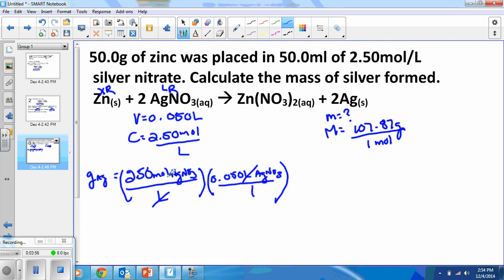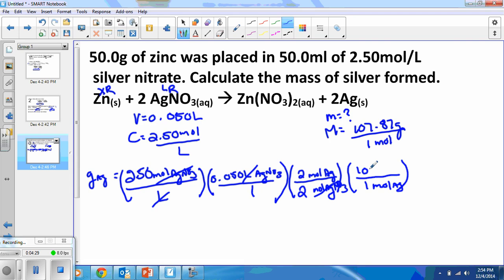Now I have to cancel out moles of AgNO3 to convert to moles of silver. So this step is where we use our mole ratio. So I want moles of AgNO3 to be in the bottom, and I want moles of solid silver on the top. So it's going to be 2 over 2. Moles of AgNO3 cancel. Now I have moles of silver. I want mass of silver, so I have to cancel out moles. So I'm going to write 1 mole of Ag on the bottom. This is 107.87 grams of Ag. Moles of Ag cancel, and we're left with grams of Ag as our unit.